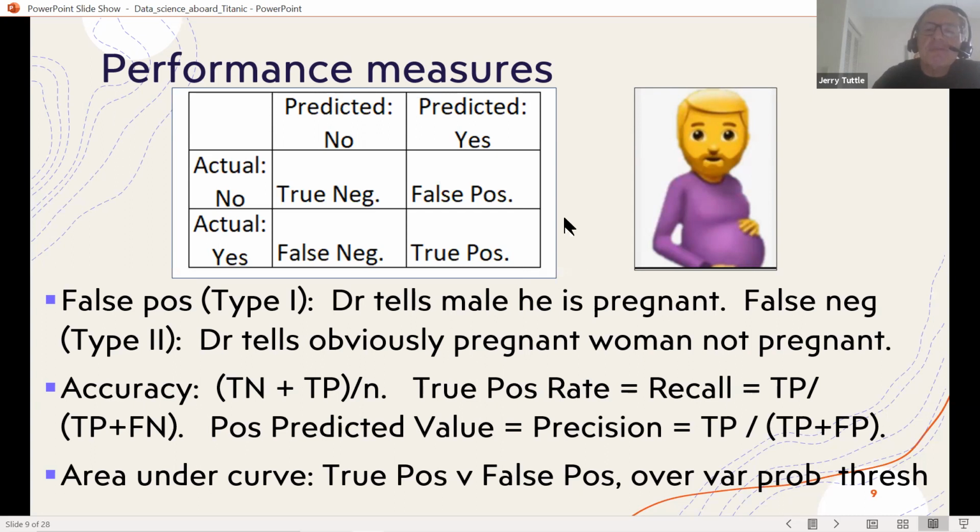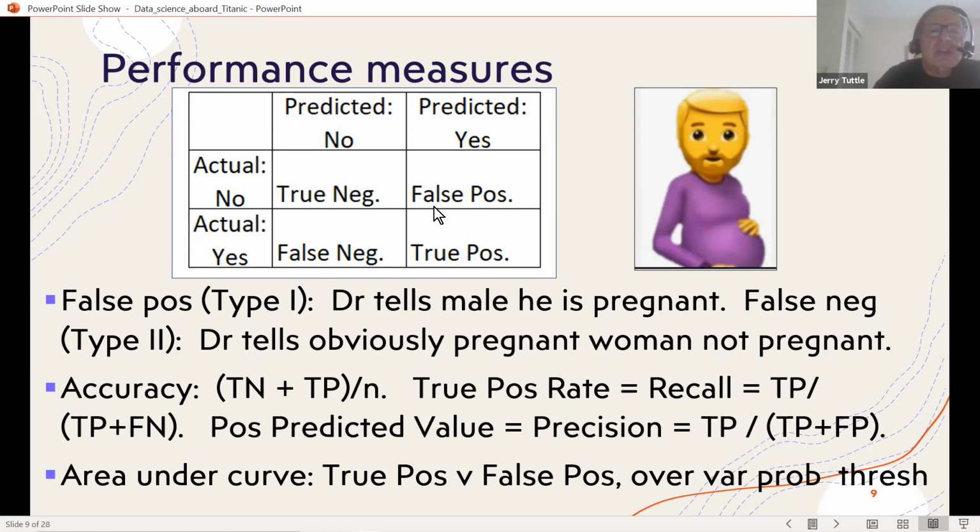But this pregnancy thing, I think, is an interesting analogy for how to figure out what goes in what box. If the pregnancy test is positive for a male, the doctor tells the male he's pregnant. And of course, that's a false positive. If the pregnancy test is negative for a woman who's obviously pregnant, that's a false negative. Having seen this, I will not forget what goes into the false positive and false negative boxes in the future.